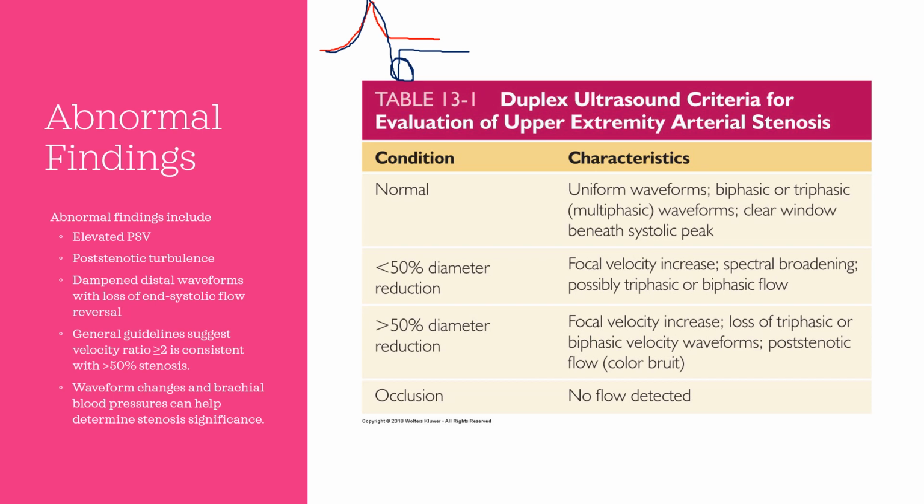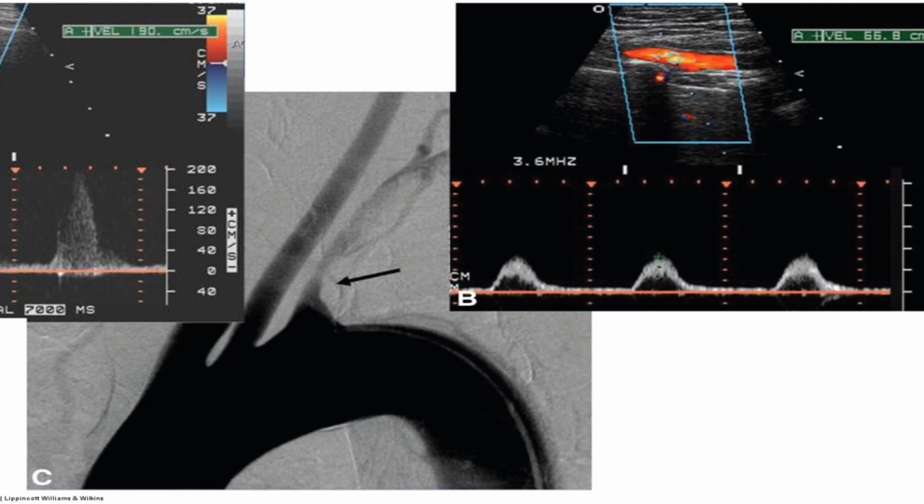Okay, general guidelines suggest that a velocity ratio greater than 2 is consistent with greater than 50% stenosis, and that waveform changes and brachial blood pressures, such as those done in the physiologic studies, can help determine how significant that stenosis is. So here are some more examples. You can see this is probably the aorta, the brachiocephalic, the left carotid, and then this would be the left subclavian. Very significant stenosis, although it's not occlusive. You can see that there is still contrast moving through this area, just to a much lesser degree.